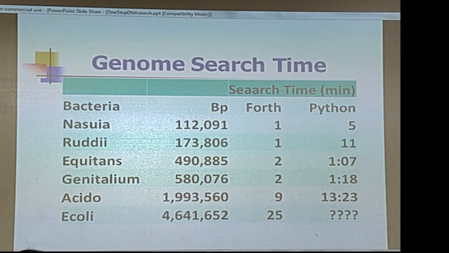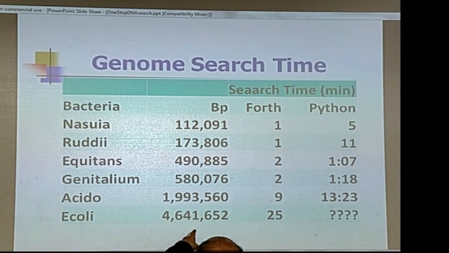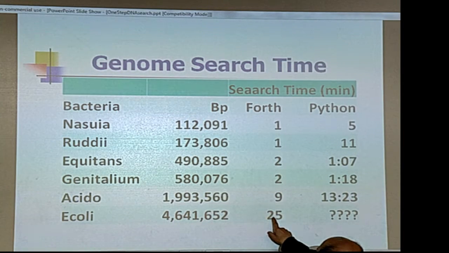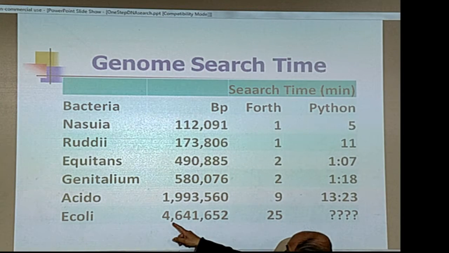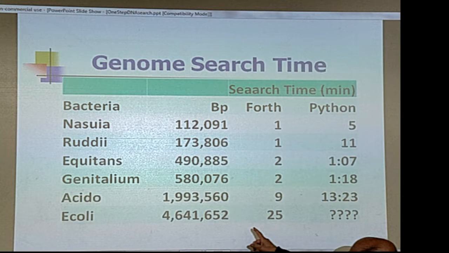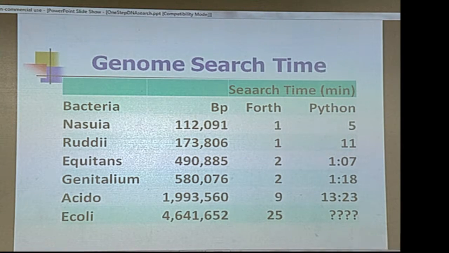So here, I just listed all the bacteria. You see how big they are, and how much time I need to analyze them in Forth. This one, for 4.6 million bases, took me 25 minutes to finish. And here, it took forever. It's an hour and some minutes. So you can see how bad it is.